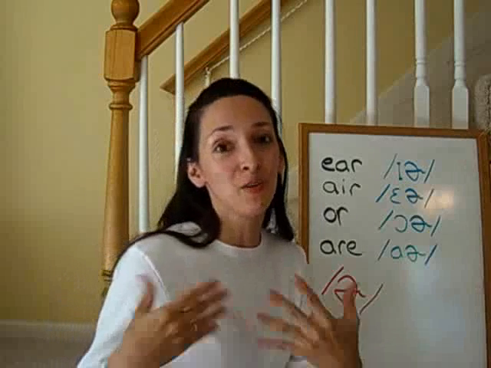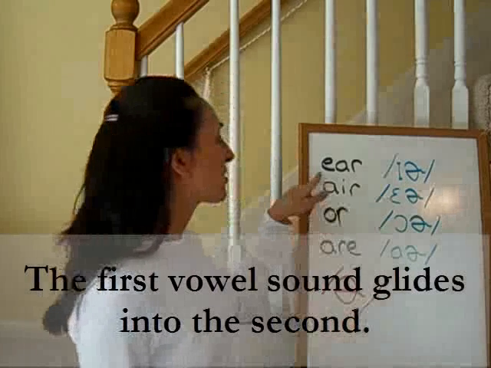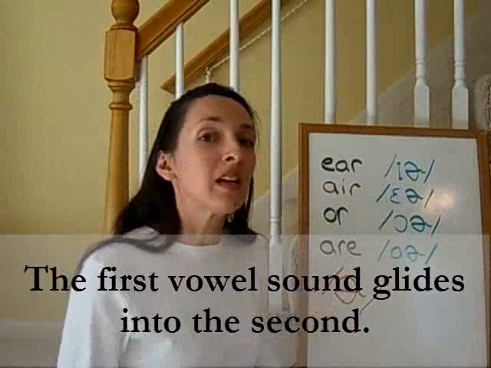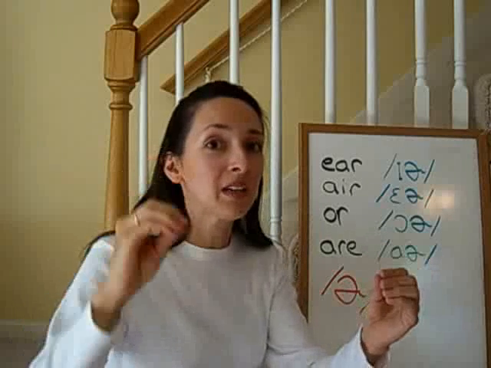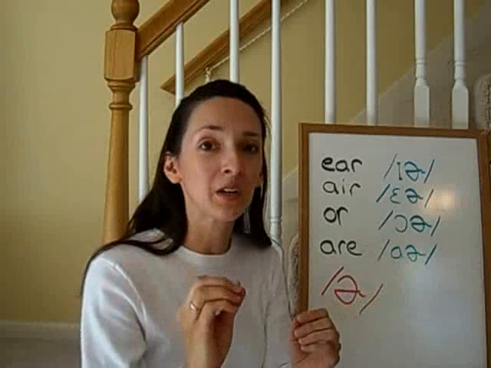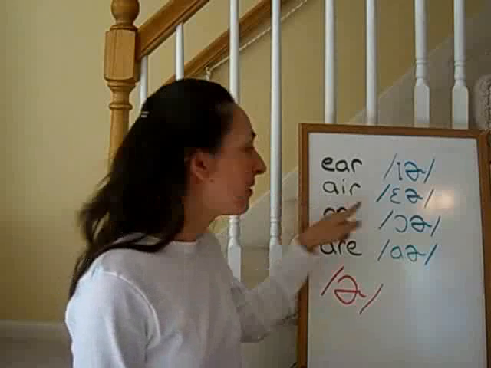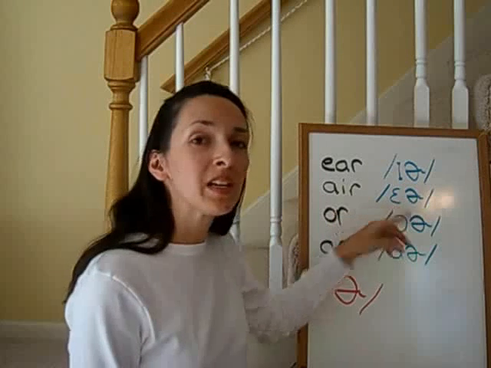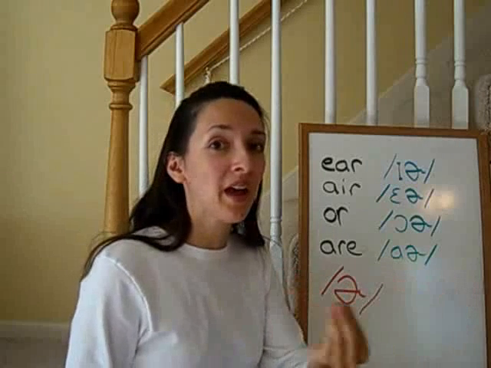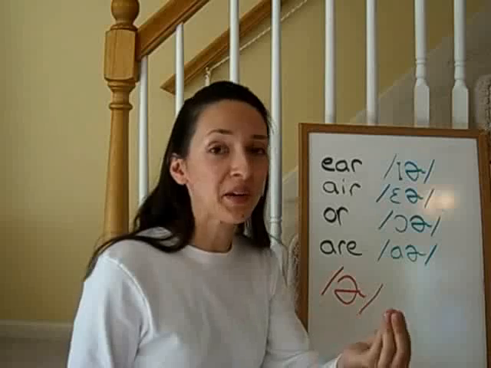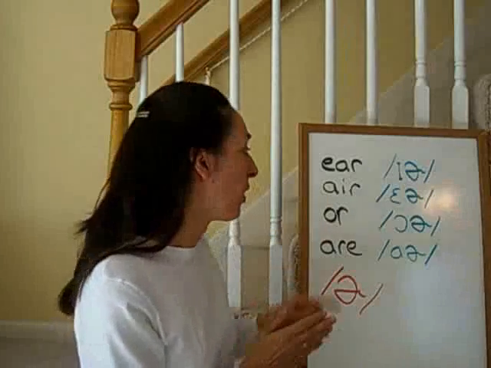What you're going to do is take the first vowel sound and glide into the R sound. So your first sound here is I. I is going to glide into R: ear, ear. Get it? The second word is air. The first vowel sound in this word is eh, and it glides into R: air, air. And that gliding happens in the next two words as well.